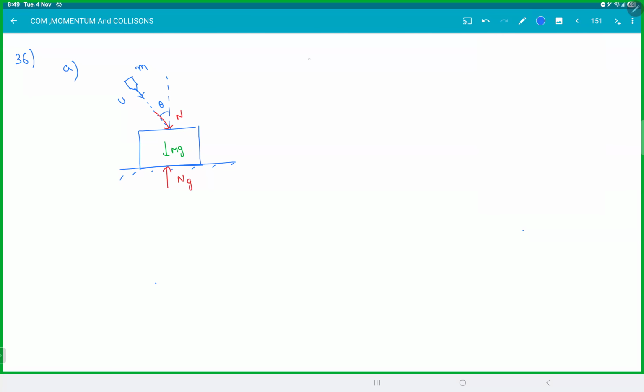So here, what is my system? Always define your system properly. Here, my system is bullet plus block. So if you take my system as bullet plus block, that N becomes an internal force. And you can clearly see horizontally there are no forces.